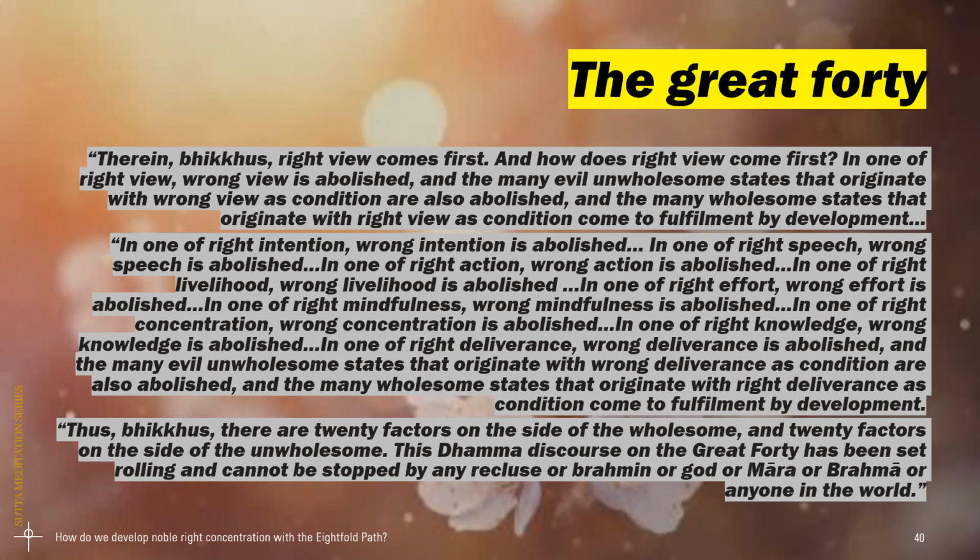And so then the Buddha says, thus, because there are 20 factors on the side of wholesome and 20 factors on the side of the unwholesome, this Dhamma discourse on the Great 40 has been set rolling and cannot be stopped by any recluse or Brahman or God or Mara or Brahma or anyone in the world. So the Arahant has these 20 factors on the wholesome side. These are the 10 right path factors and the wholesome states that originate from them. And then the other 20 are on the side of unwholesome: 10 wrong path factors and the unwholesome states that originate from each of those. So that is why it's called the Great 40.